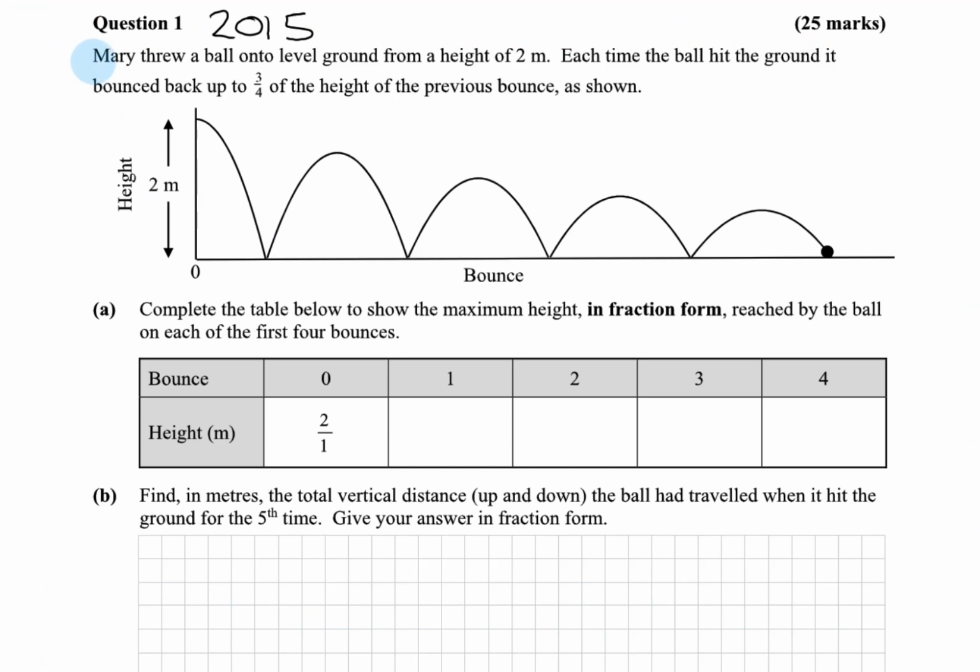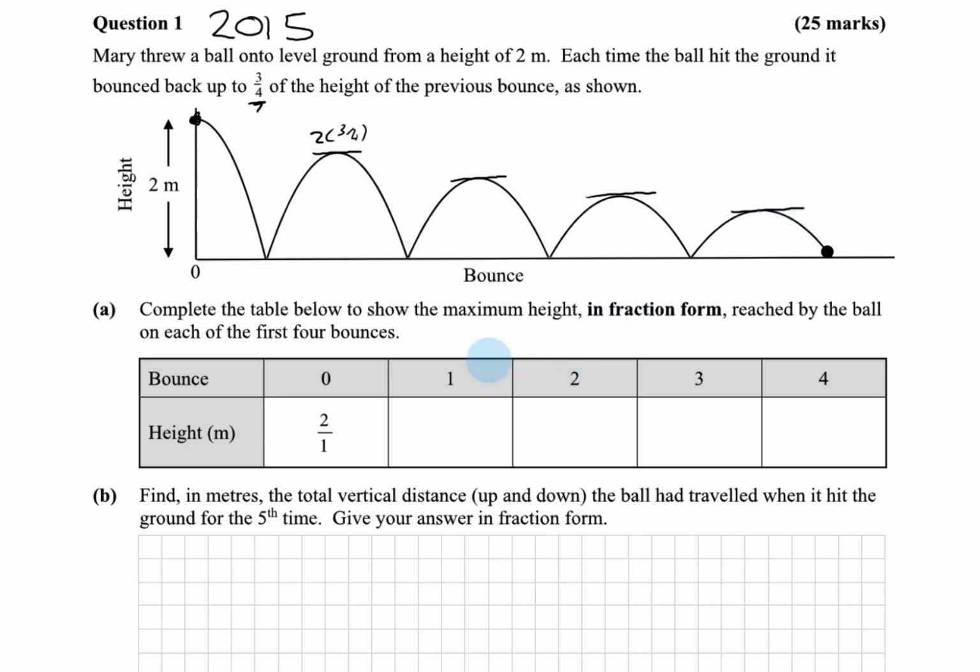So here we have the question, and it says Mary threw a ball onto level ground from a height of 2 meters. So what we see is we're starting here. Each time the ball hits the ground, it bounces back up 3/4 of the height of the previous bounce, as shown. So the max height we have is 2, and then once it bounces, it will become 3/4 of the 2 height, and then 3/4 of this again, then 3/4 of that again, and 3/4 of that again. So that's what the max height would be.